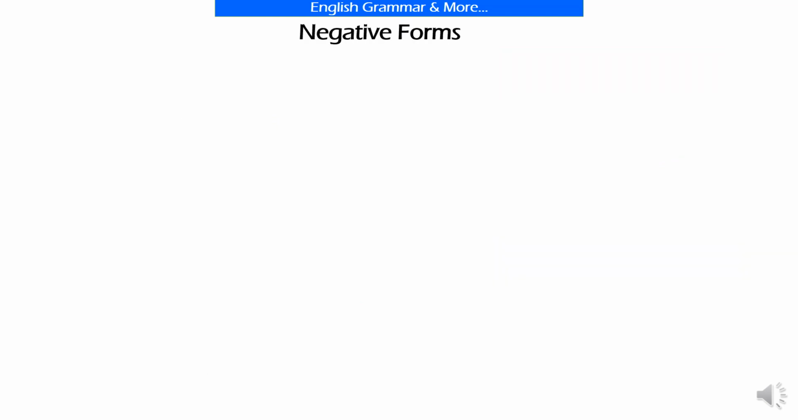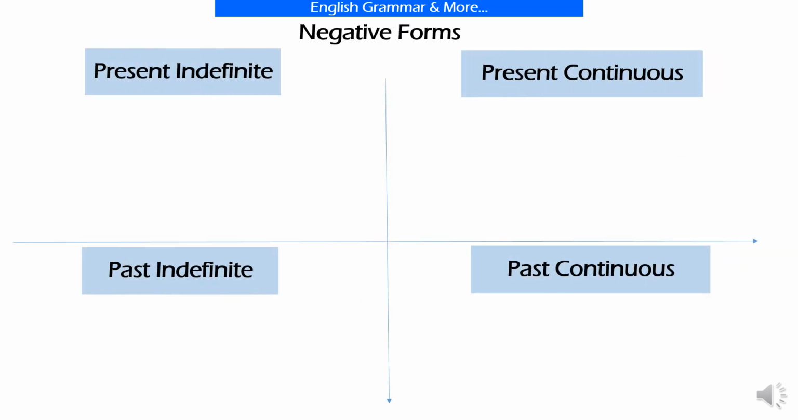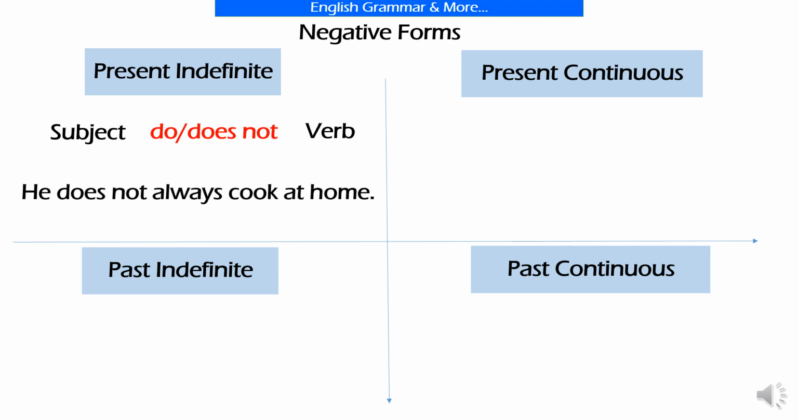Now let's see how we use each of these different tenses in negative sentences. For the present indefinite tense form, right after the subject we add the auxiliary verb do or does, followed by the negative word not, whilst using the main verb in the sentence in its root form only. For example, he does not always cook at home.